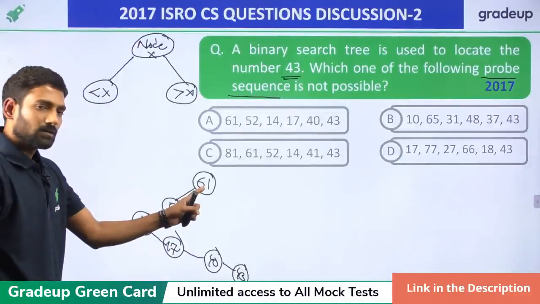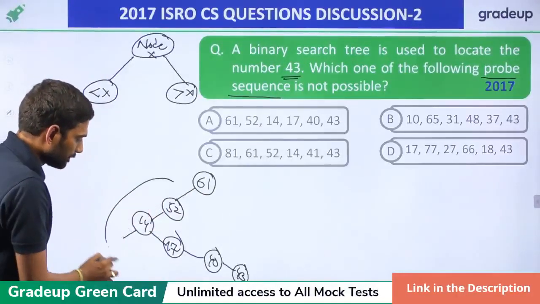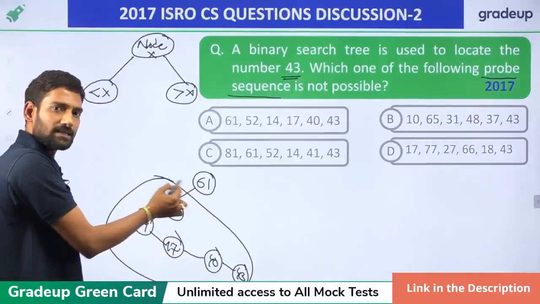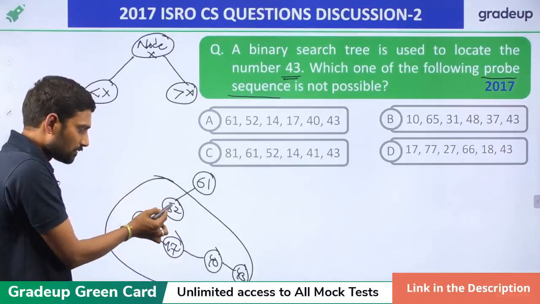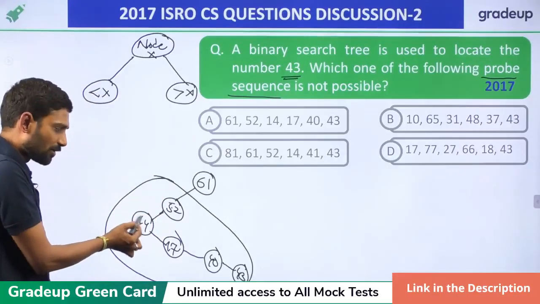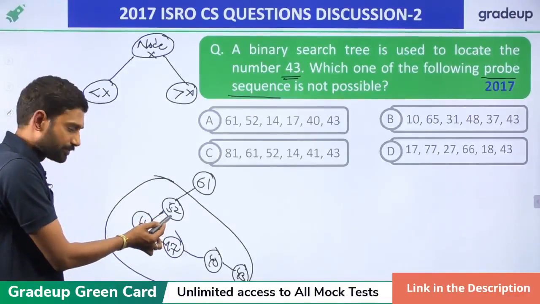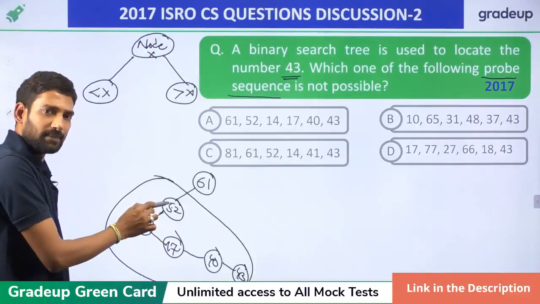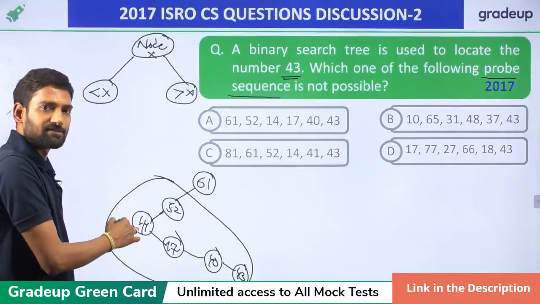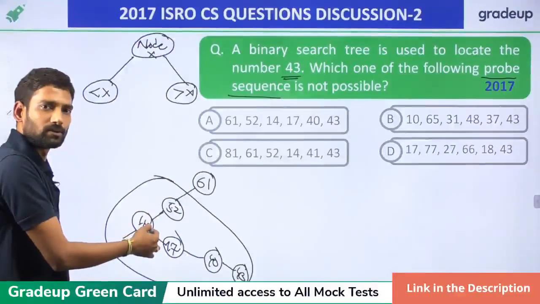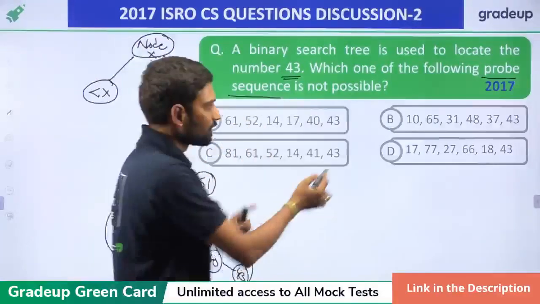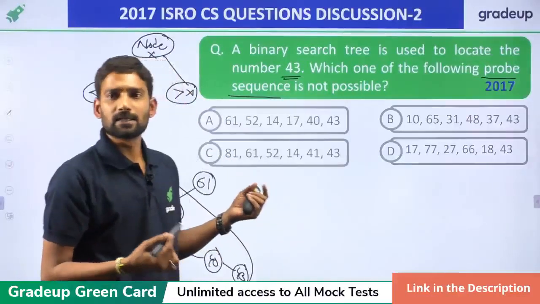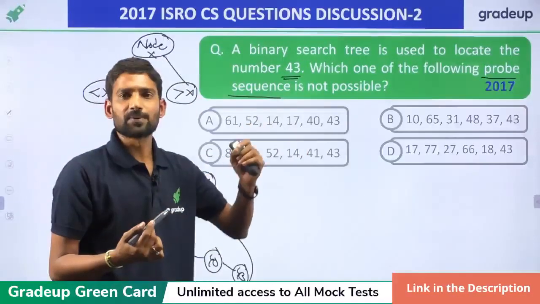Observe all the left subtree, all elements are less than 61, right? Next, all elements are less than 52. So greater elements than the parent cannot be on the left side. Yes, that is holding good. Like that, you try for B and C. It's not option C. The answer is option D.